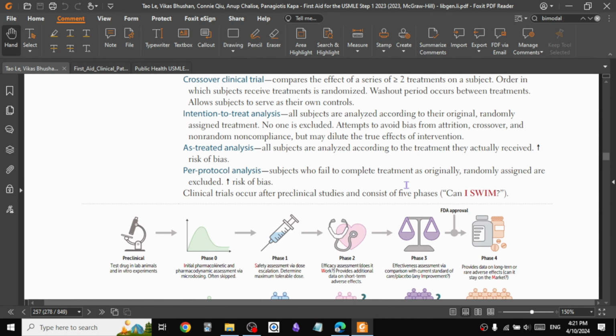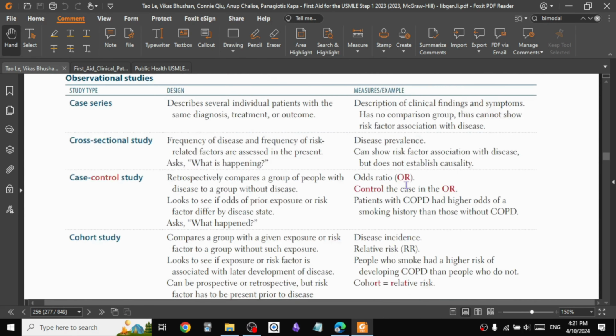Bradford Hill criteria, off-label drug use. Yeah. All right. So we're good.